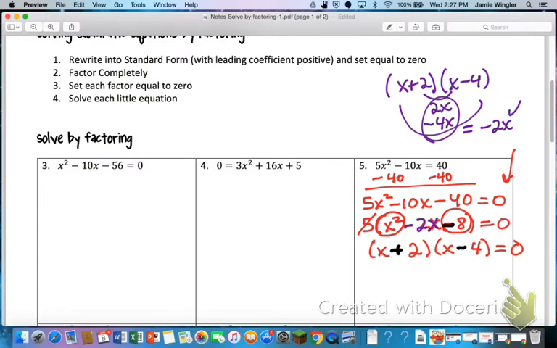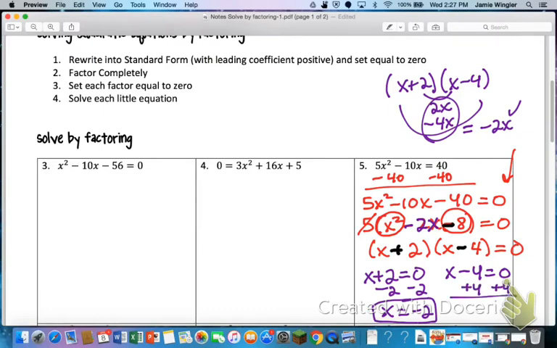So this is working. Once you get it to this point, you can set each factor equal to 0 and solve for x. So you'd subtract 2 from both sides and you'd get x equals negative 2. And you'd add 4 to both sides and you'd get x equals 4.